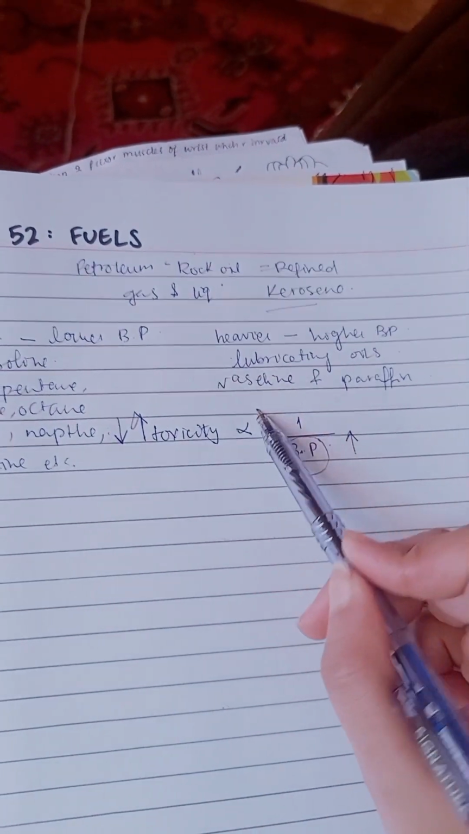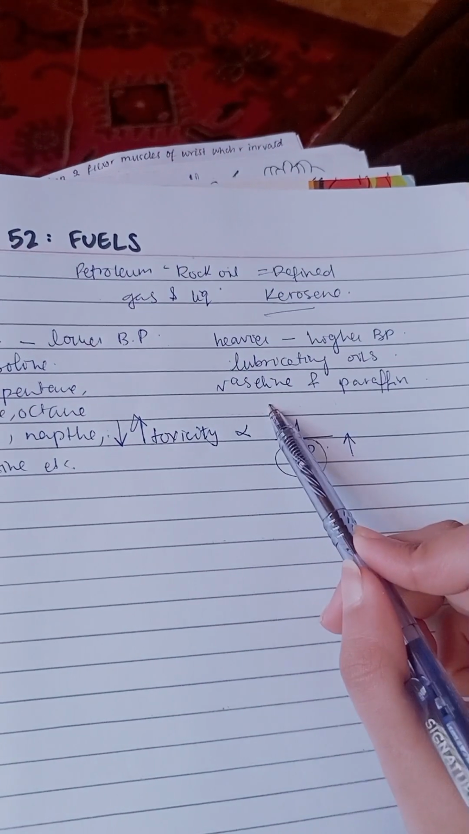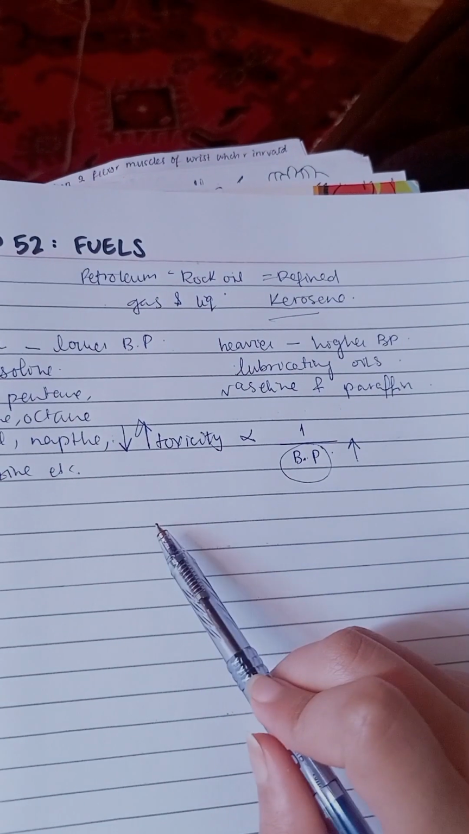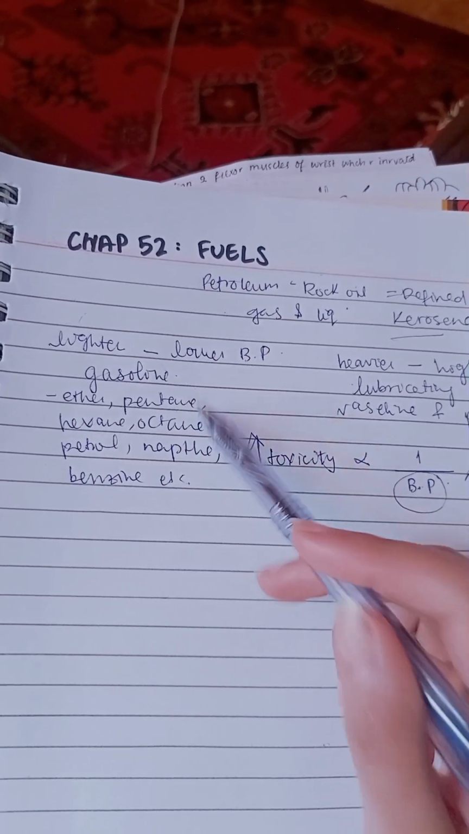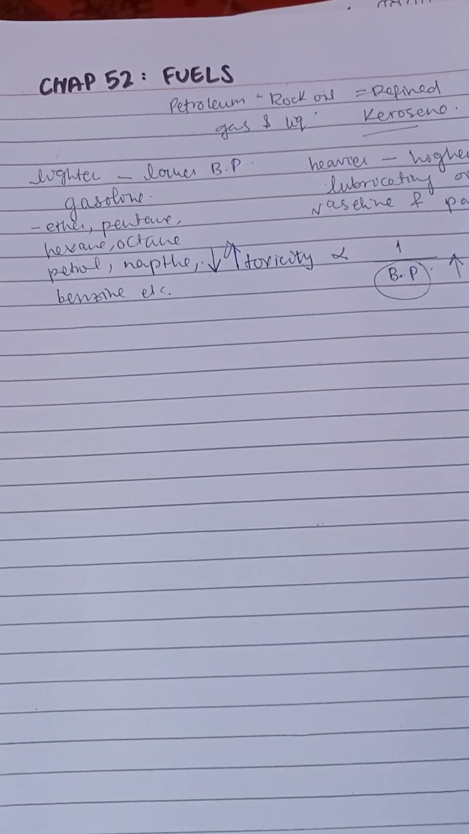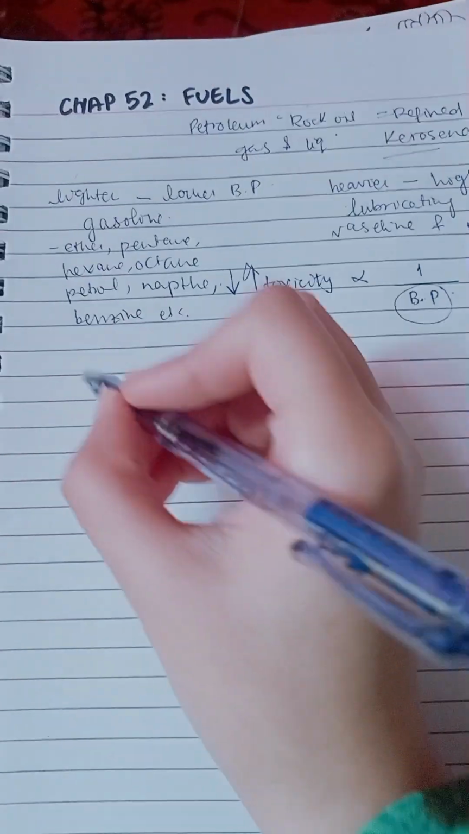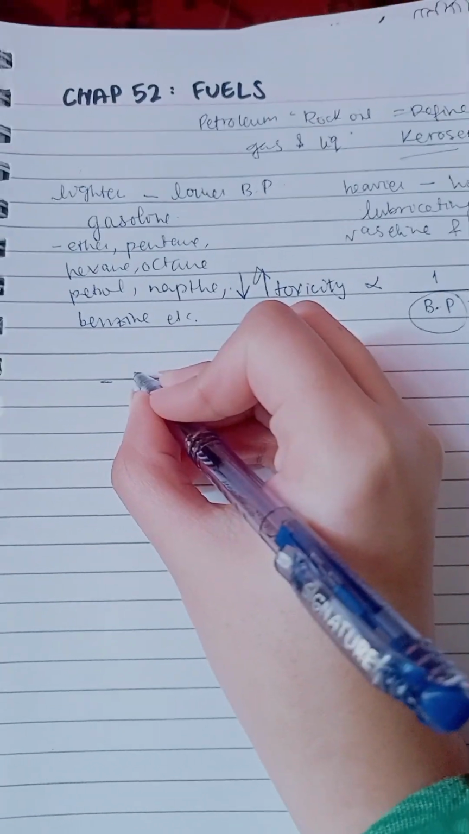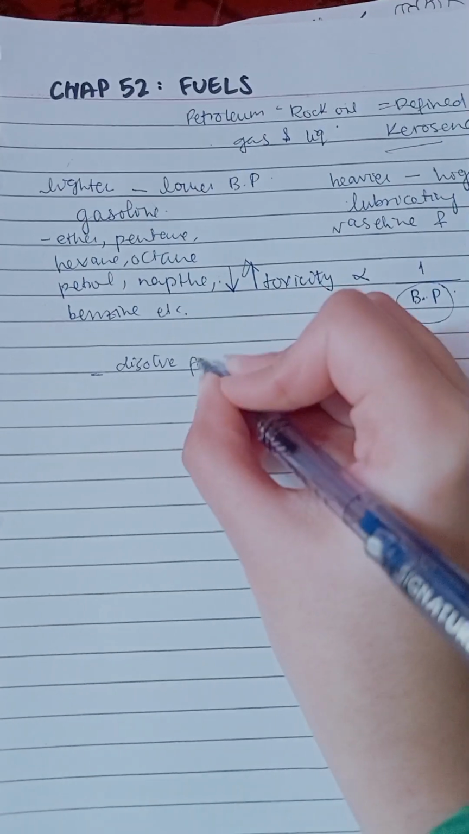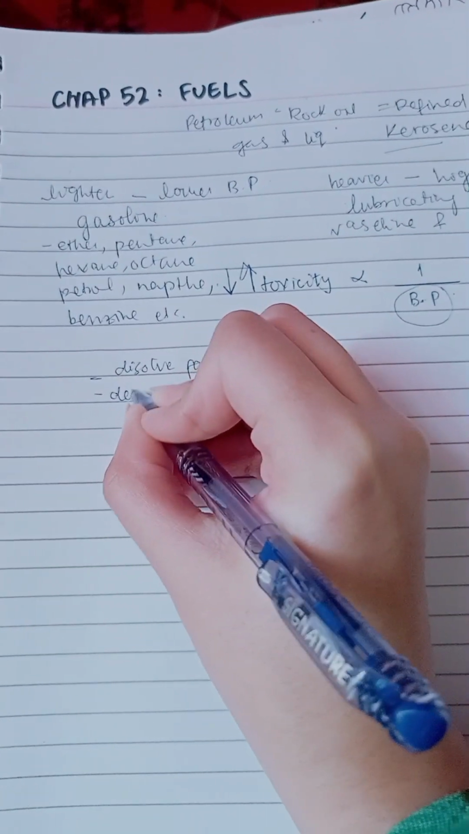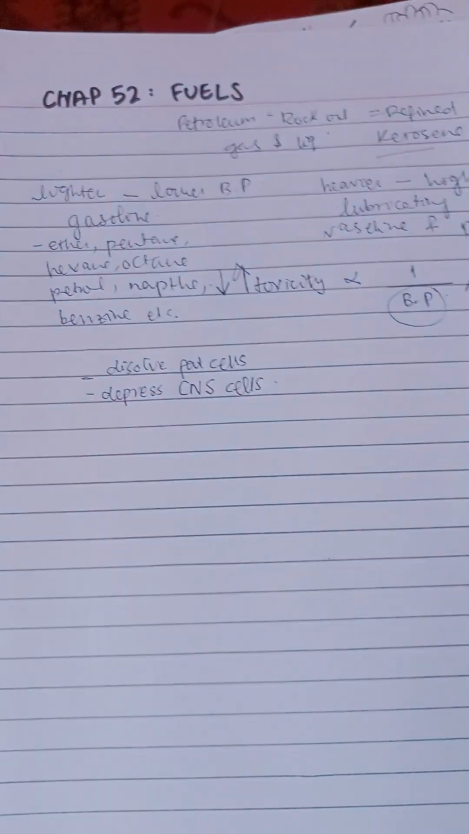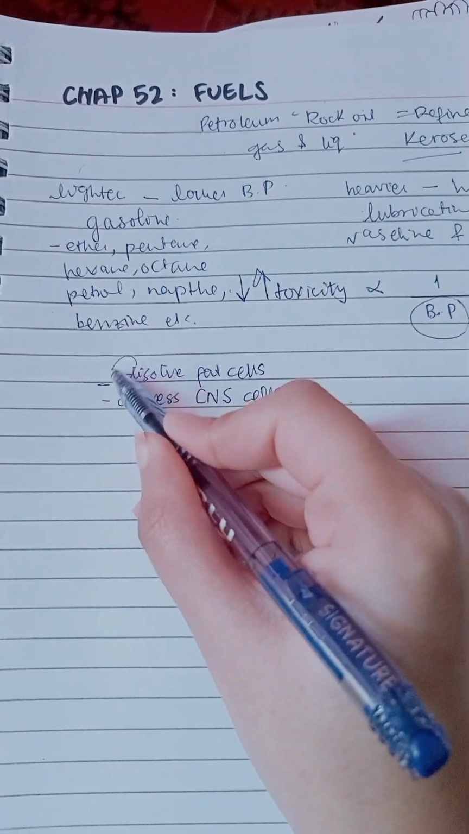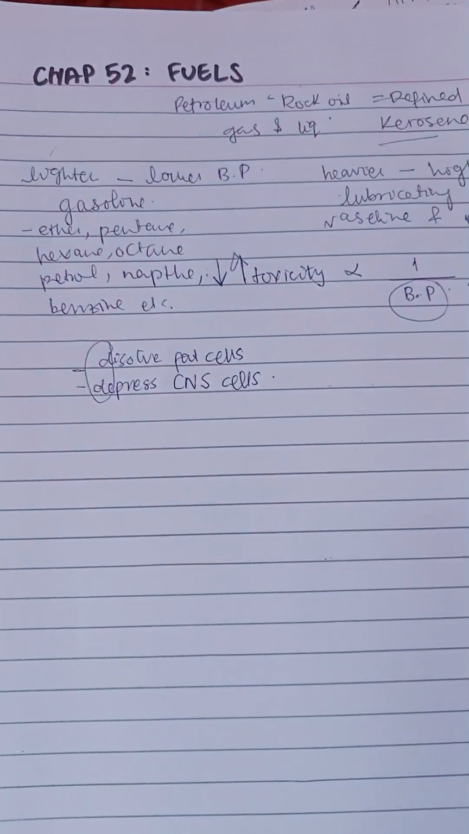That is why we can safely use Vaseline in different cosmetic products on our skin, and different mineral oils are used in a lot of different products. But these gasoline distillates are very poisonous when swallowed or inhaled. Petroleum distillates are irritants because of the following reasons. They dissolve fat cells. They depress CNS cells. We can remember this as the double D. They dissolve and they depress.